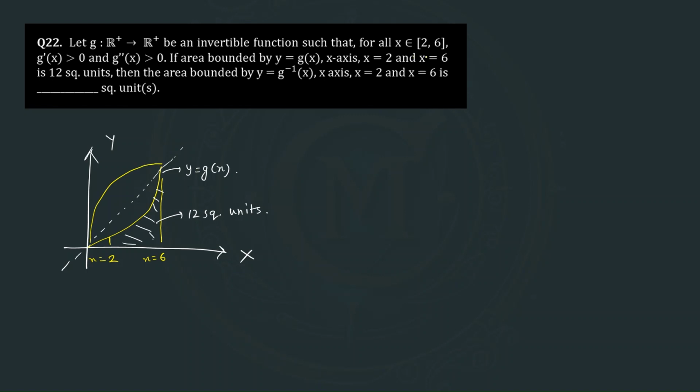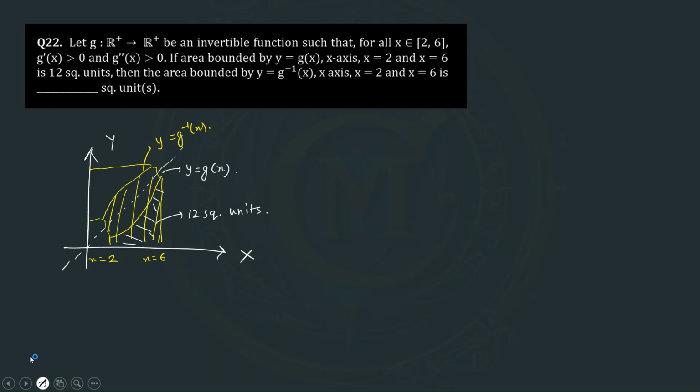Now as x belongs to 2 to 6, we actually have to plot these two graphs in between those points only. So let's say this is g(x) like this. So this will be the function g inverse x like this, the mirror image. So we are to calculate this area, this yellow area. This is the function y equal to g inverse x. Now how to calculate this?